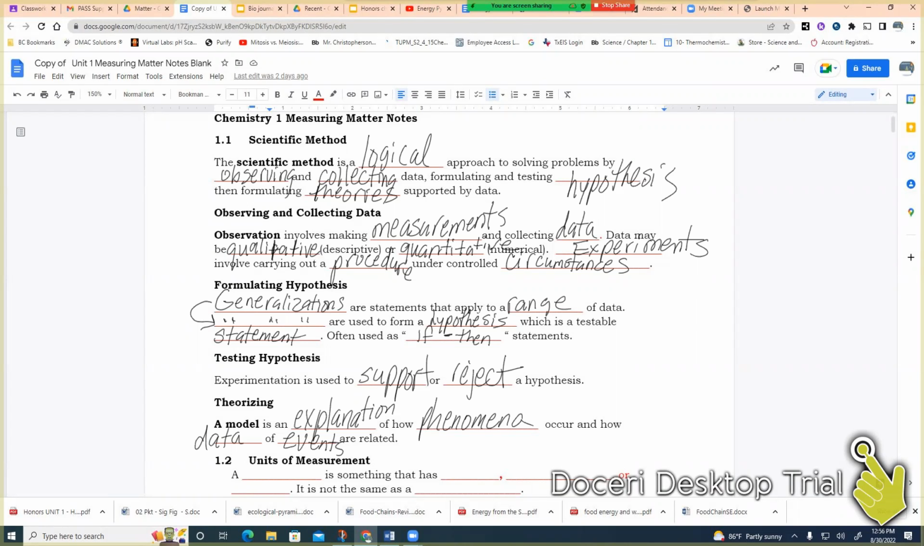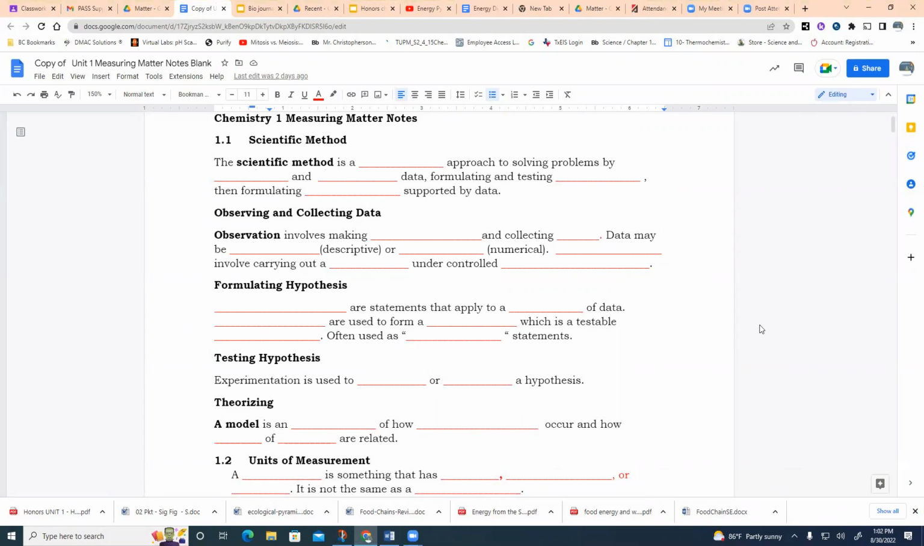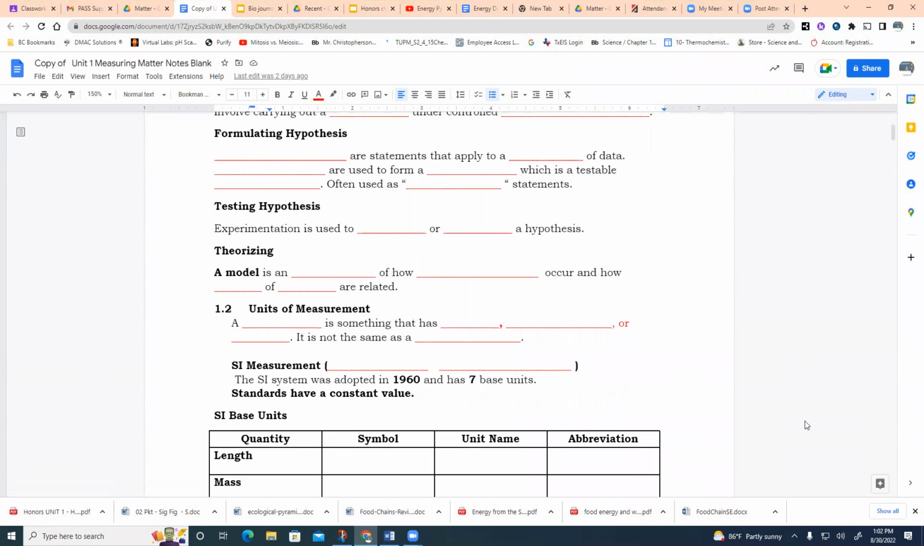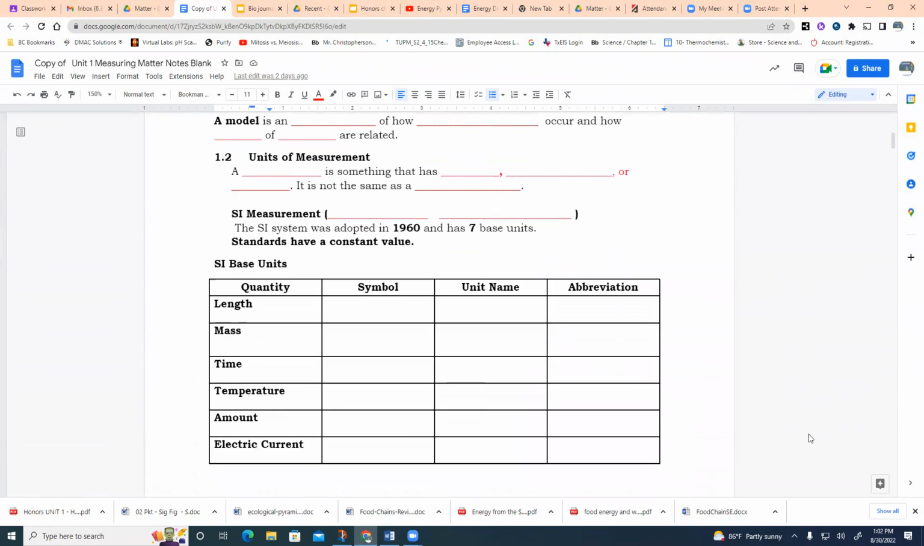So to do the experimentation, we need some quantitative data. So we need to be doing some measurements, and that's what we're going to look at mainly today, because this unit is measuring matter. We did matter, and now we're doing measuring matter.